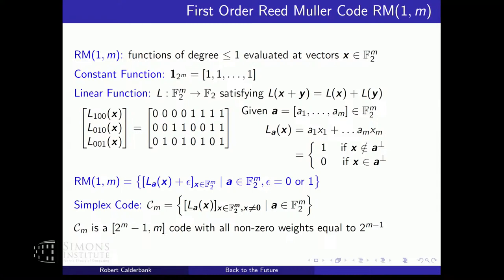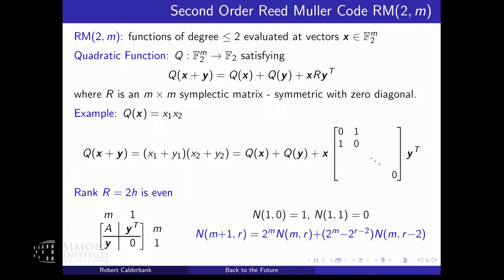Now, let's talk about second-order Reed Muller codes. So these are functions of degree at most 2, evaluated at vectors in the same way. What does it mean to be a quadratic function? It means that you satisfy this, where R is some symplectic matrix, that means symmetric with zero diagonal. Here's an example, x1 x2, we all know that that's a quadratic function. And here is the R corresponding to that quadratic function. Now, it's actually really easy to see that the rank of R has to be even.